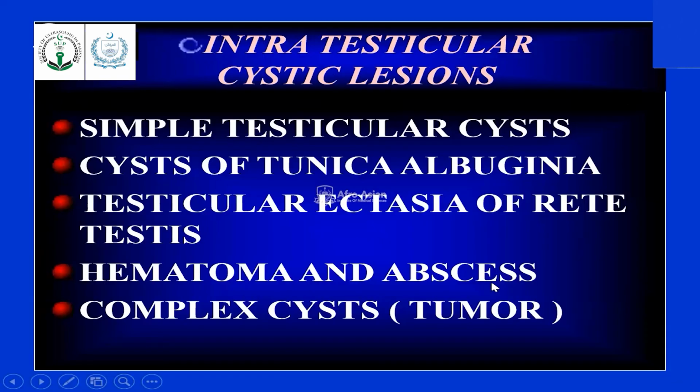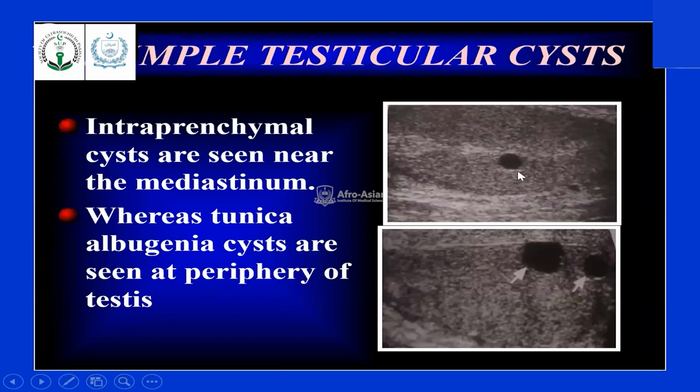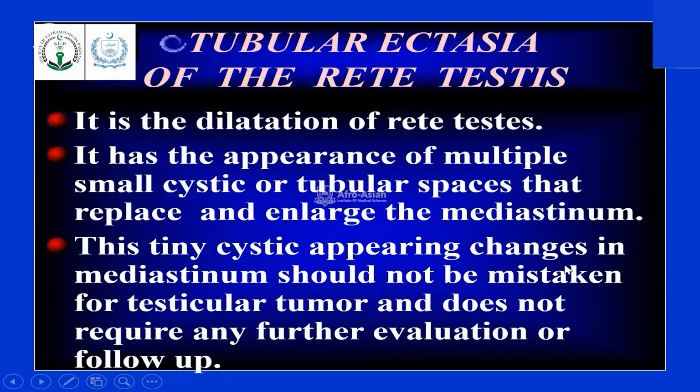Intratesticular cystic lesions are simple testicular cysts of tunica albuginea, tubular ectasia of rete testis, hematoma, and abscess complex cysts. The simple testicular cyst may be intraparenchymal or within tunica albuginea. These are common in elderly. Here you can see the rete testis, and near to it there is a cyst lying in the testis.